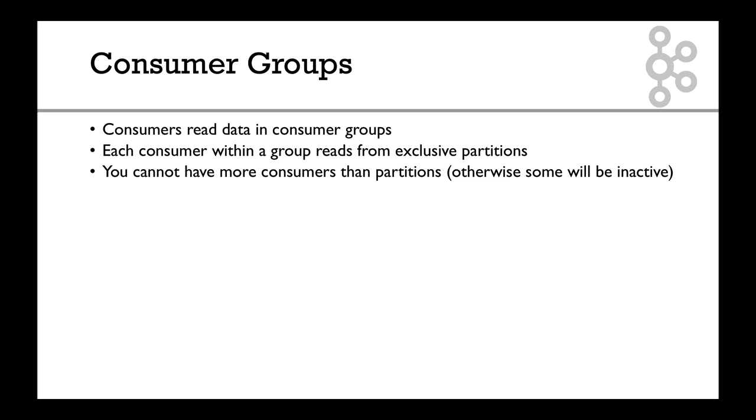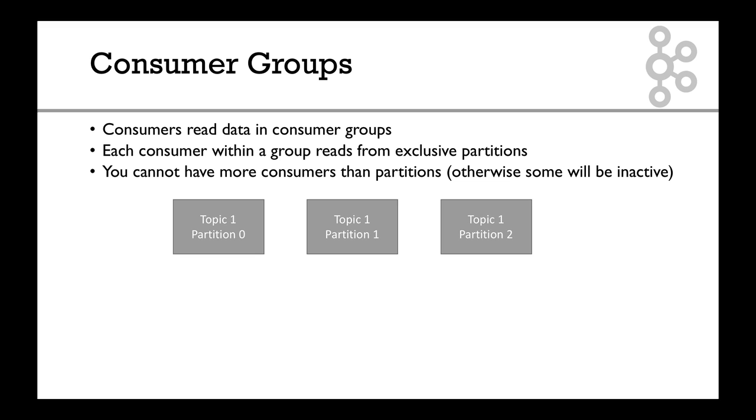Now, consumers are organized into consumer groups, and the reason for this is to enhance parallelism. Each consumer within a group will read from one or more partitions, but they're all exclusive to each other, and we'll see what that means in the diagram. The result is that you cannot have more consumers than partitions. Otherwise, some will just do nothing.